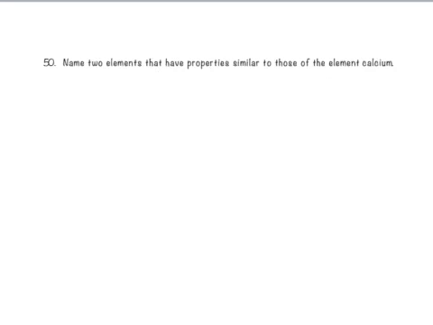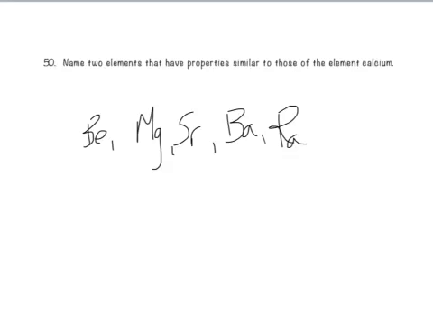Elements that have properties similar to calcium, it could be any of the following. It could be beryllium, could be magnesium, could be strontium, could be barium, could be radium. Why? All of those elements are members of the second group, which are the alkaline earth metals. They all have the same valence electron configuration. They all have two valence electrons traveling spherically. So similar properties.